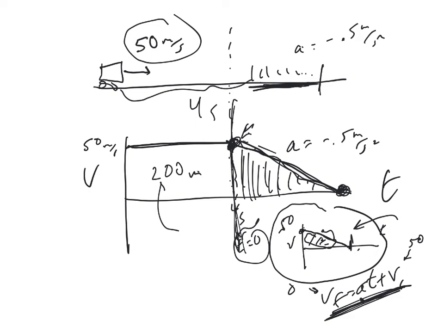I think, because V final is 0, V initial is 50. I know A. Yeah, I should be able to find T. If I take T and put it here, then I can do 50 times T divided by 2. That will give me this area, which I will add to the 200, and I'll have the total distance traveled for the whole journey. Does that make any sense?